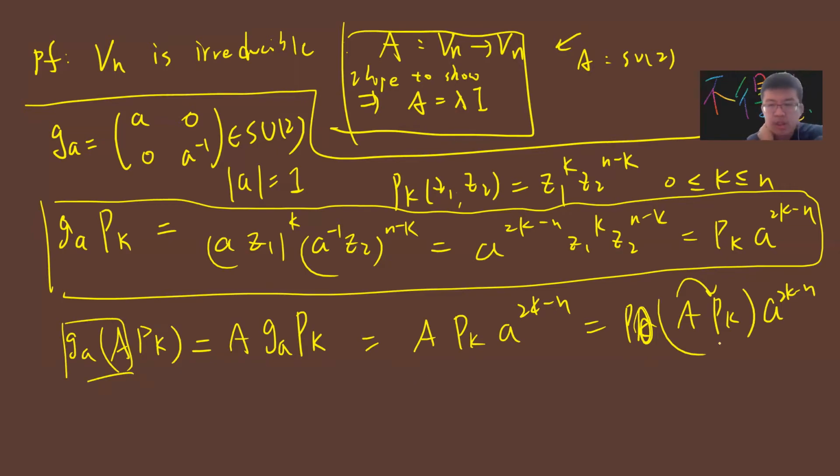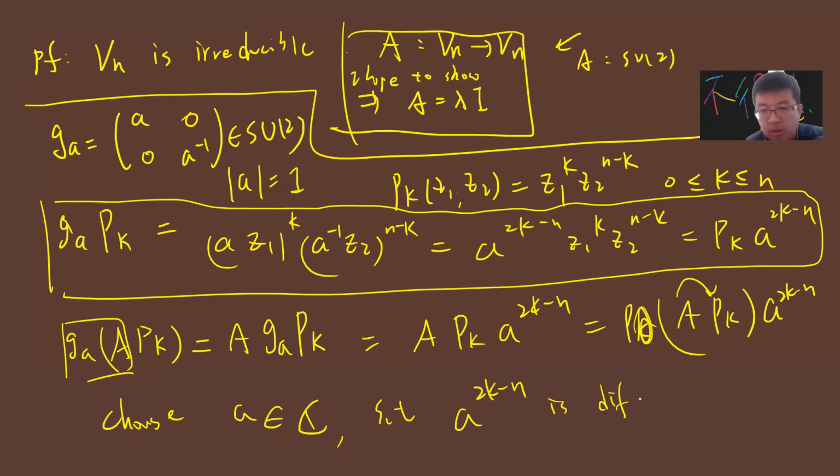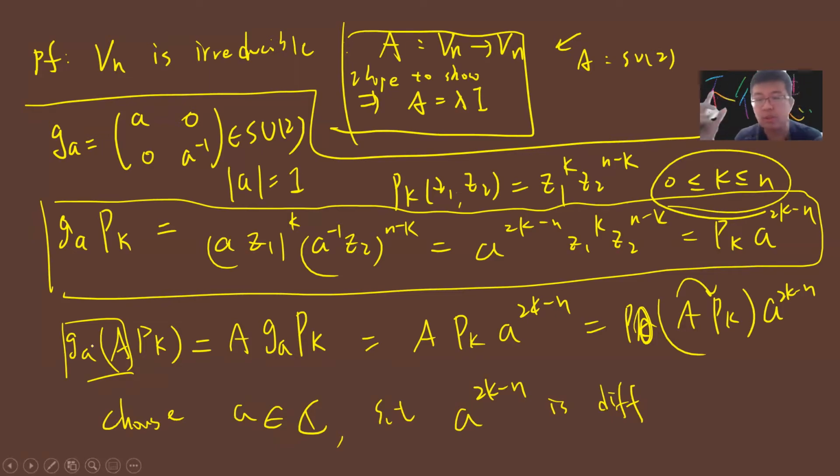From this, you can choose a to be any complex number of modulus 1 such that a^(2k-n) is different for each k. Then g_a is a linear transformation such that all the eigenvalues are different. Since all the eigenvalues are different, A P_k must be an eigenvector, so A P_k must be c_k P_k, where c_k is a complex number.